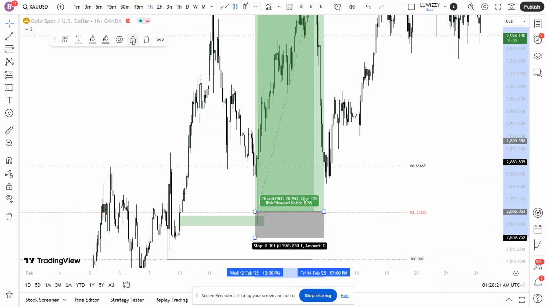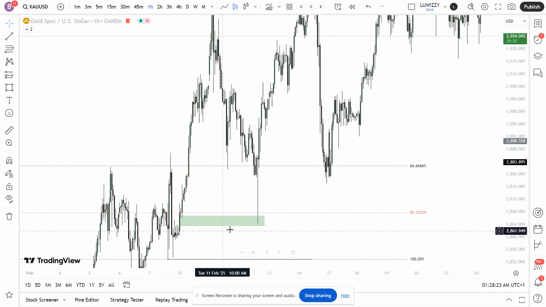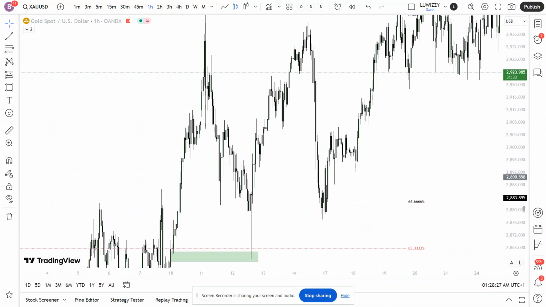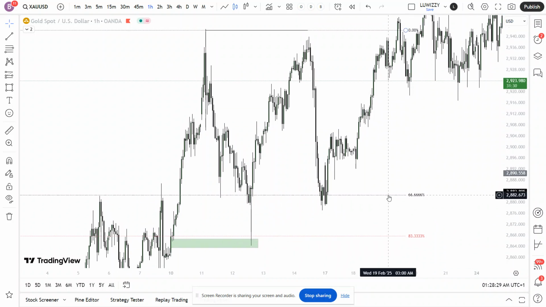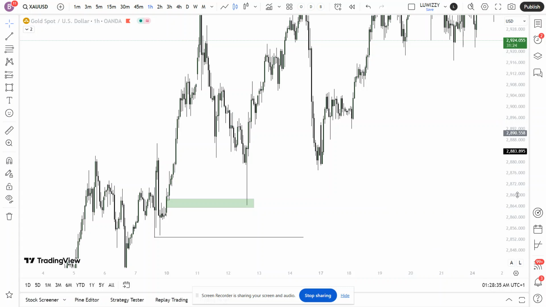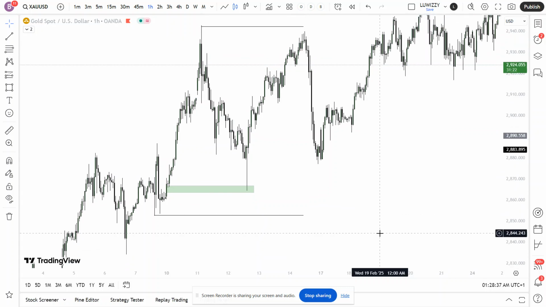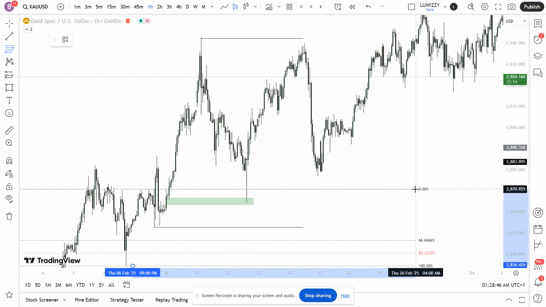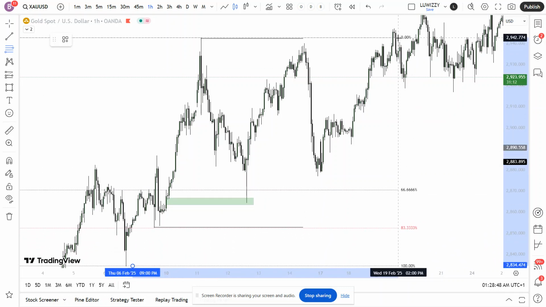Okay, this is the first example. Now let's go to the second example. When price mitigated this range, let's check something. Imagine you are using this range as your low in your dealing range. Imagine you mark out your fib level from here and take it to the upside.